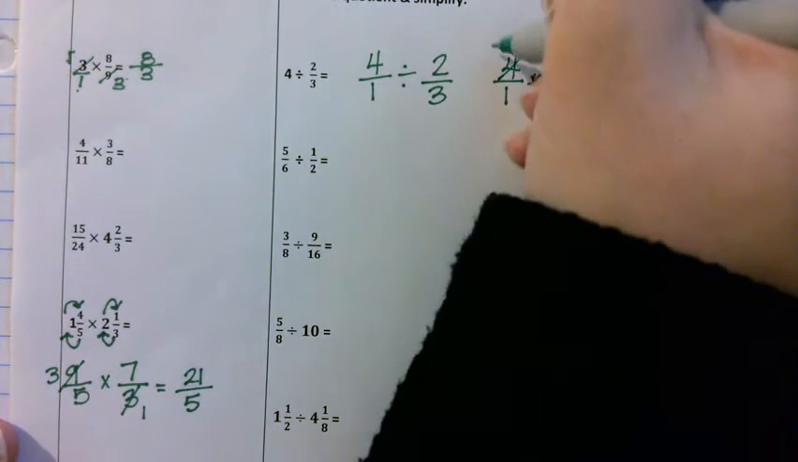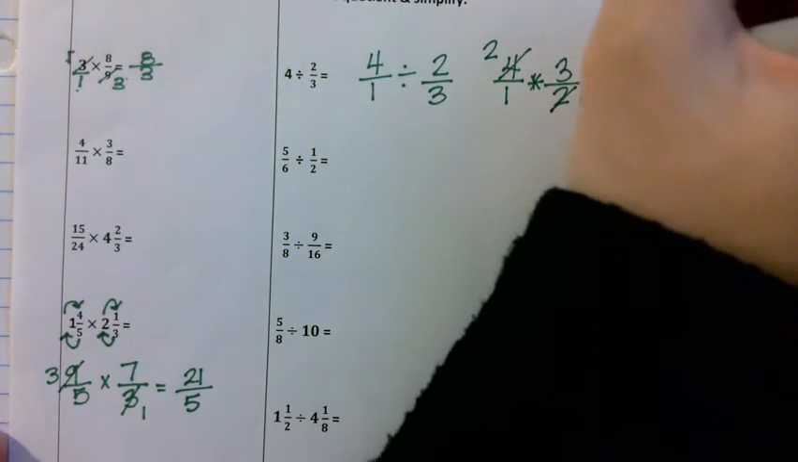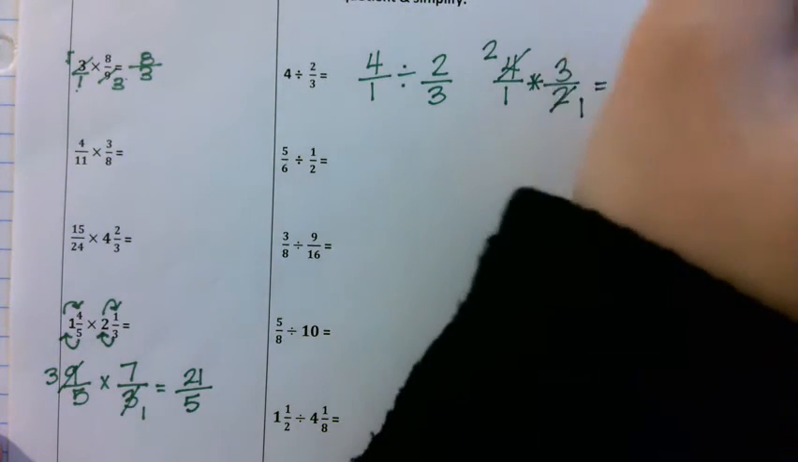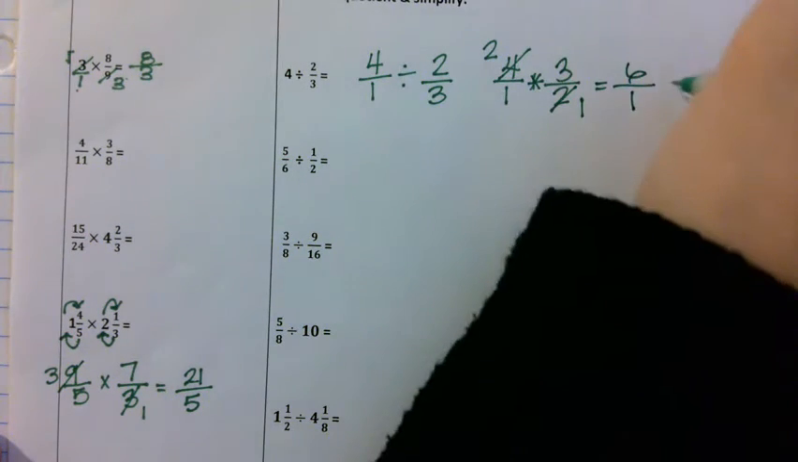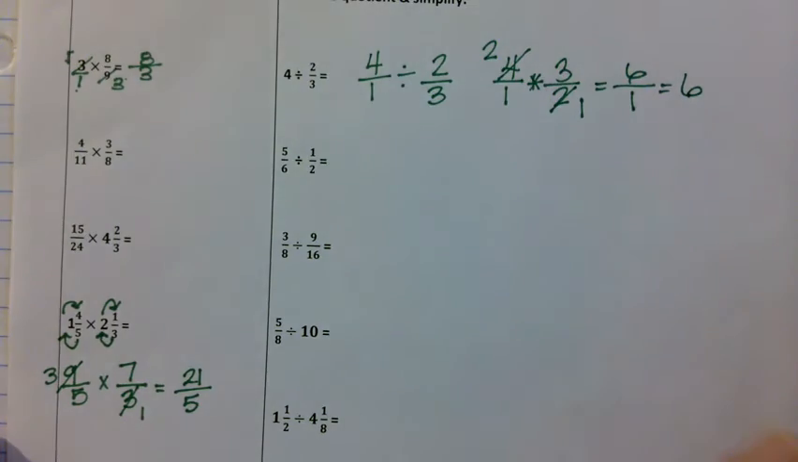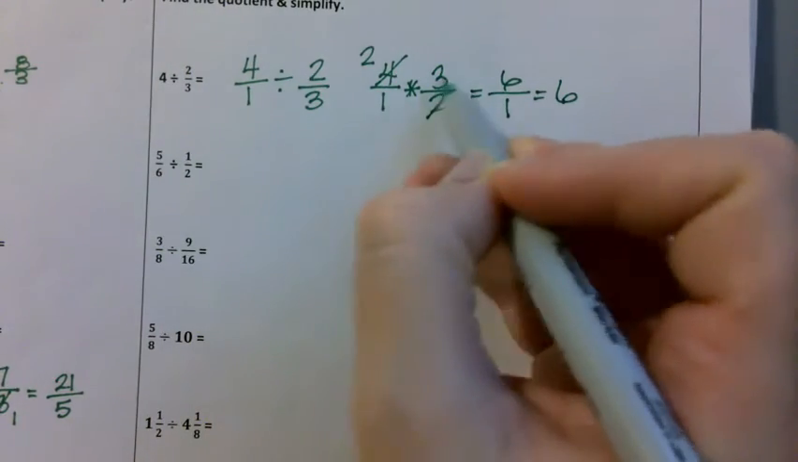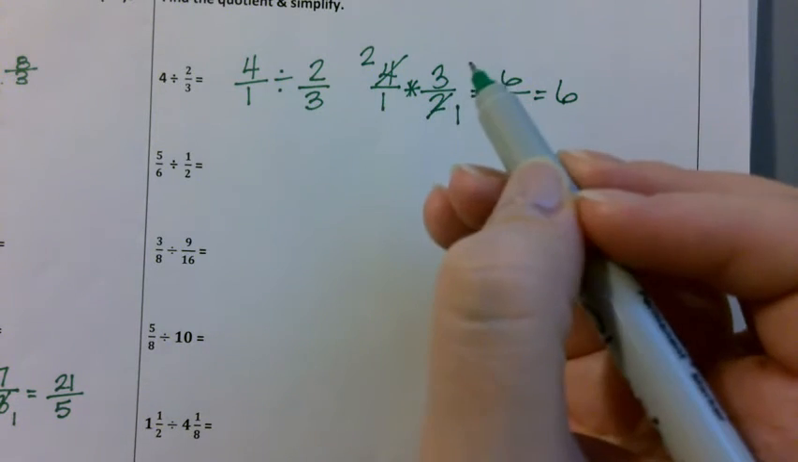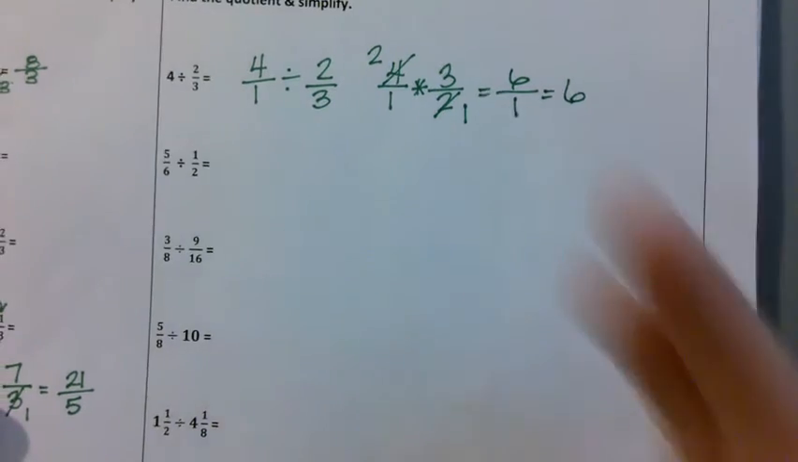4 and 2 are both divisible by 2. 4 divided by 2 is 2. 2 divided by 2 is 1. And then I can multiply across the top. 2 times 3 is 6. 1 times 1 is 1. My final answer could be 6 over 1 or 6. Okay? The reason why I did not cross cancel over here is because 1 and 3 are both prime numbers. The only number that they can be divided by is 1.